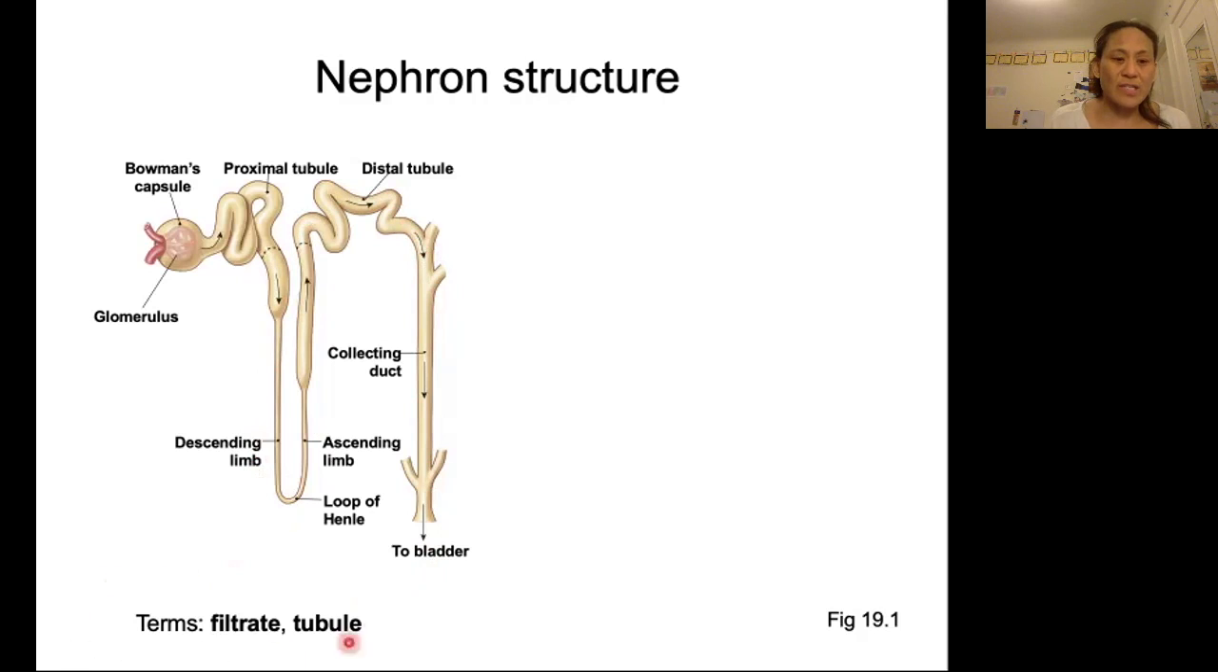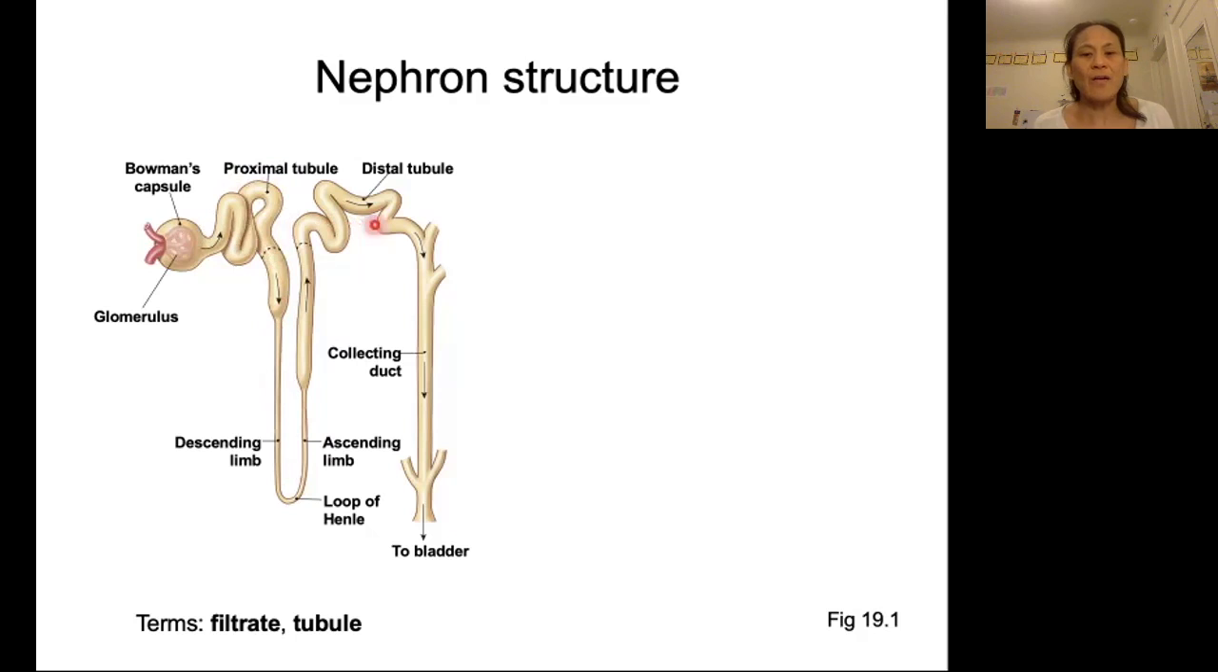I want to introduce these terms right here. We have a term called filtrate, which is the fluid that is inside the nephron, okay? We call that filtrate. And then this term right here, the tubule, is basically the nephron. Okay, so it's basically this whole structure is the tubule.